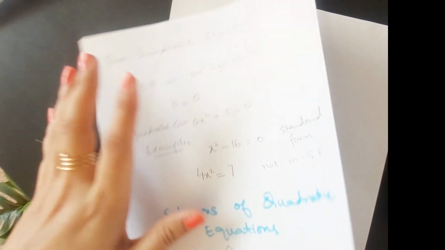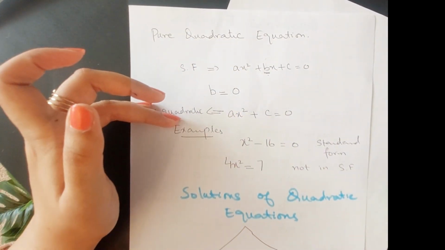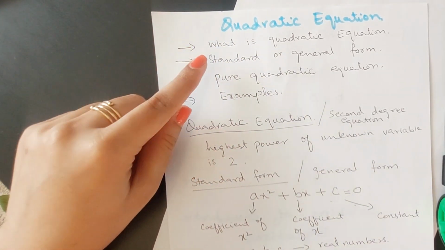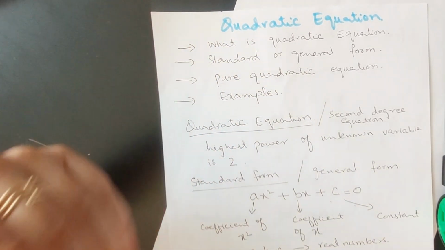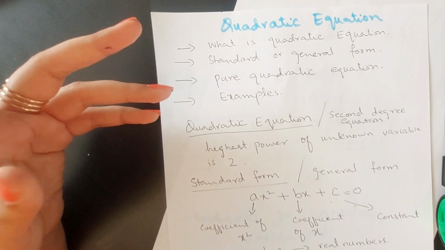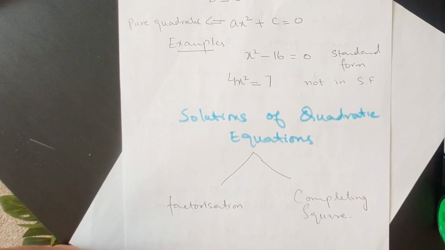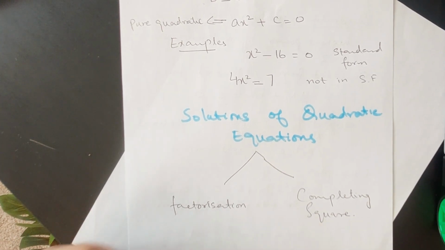Then I have explained you what is pure quadratic equation. You have to make simple notes about quadratic equation: what is quadratic equation, what is the general form, what is the pure quadratic, and do some examples. If you do some practice, then you will be prepared for our next lecture, that is solutions of quadratic equation.